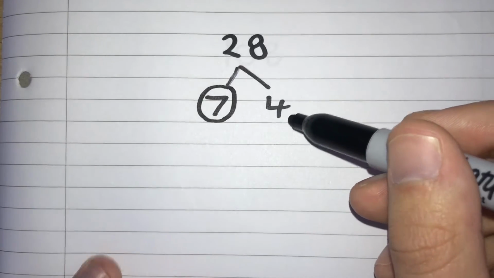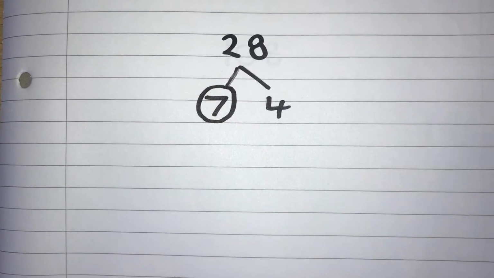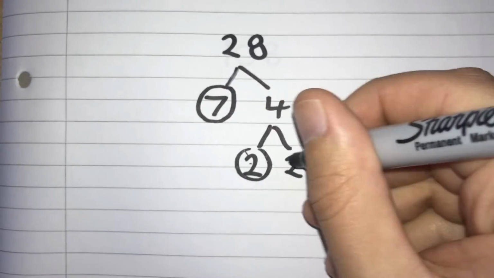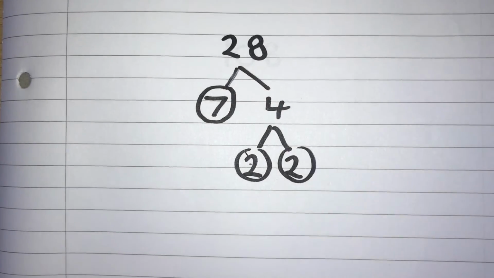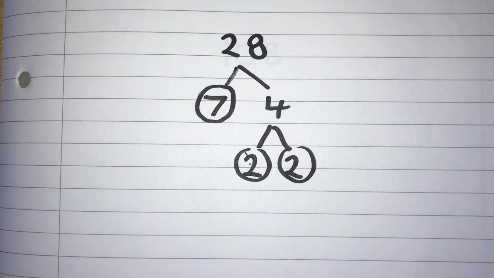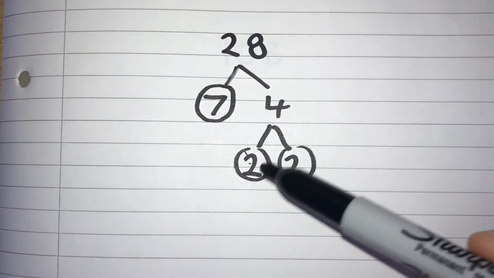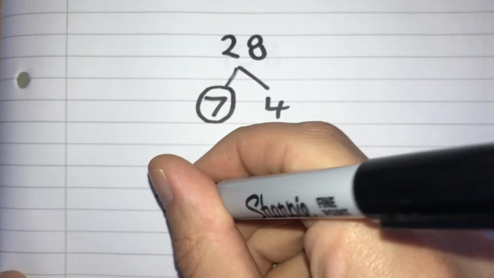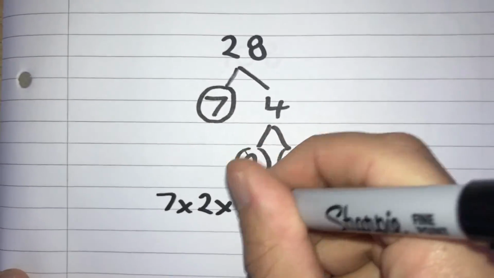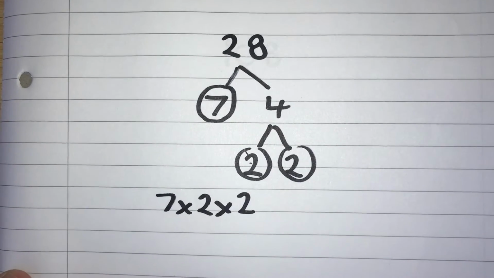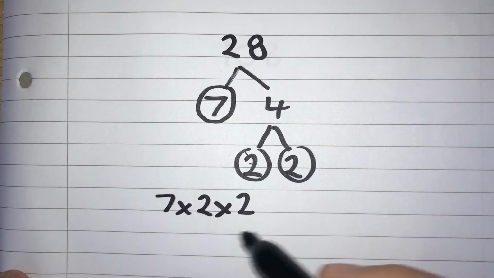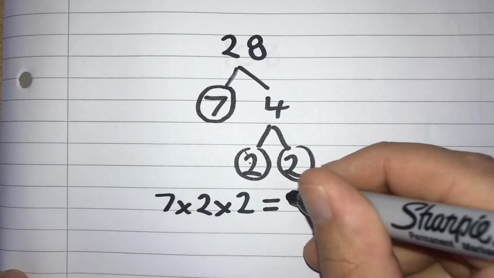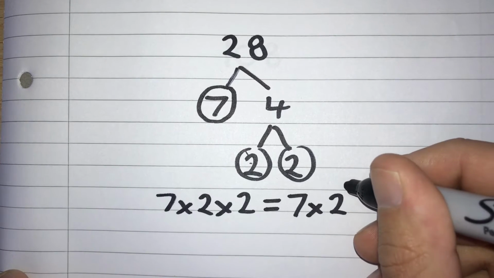And how about our 4? 4 is not a prime number. We've seen before that we can split that one up into 2 and 2. However, 2 is a prime number, so we stop at these 2's. So our prime factors of 28 are going to be 7, 2, and 2. So we could write 28 as 7 multiplied by 2 multiplied by another 2. And of course, we want to change this into our index form. We've got 2 2's multiplied together, so that's going to become 2 squared. So we're going to have 7 multiplied by 2 squared.